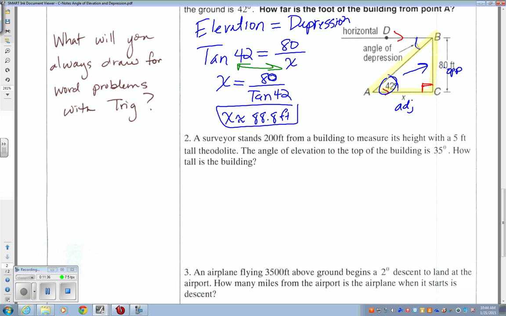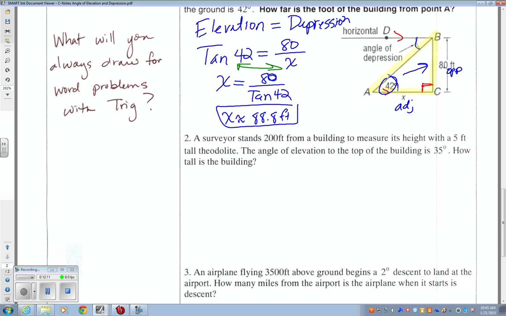Number 2. A surveyor stands 200 feet from a building to measure its height with a 5-foot-tall theodolite. Y'all know what a surveyor is? Have you ever seen someone surveying the line? It looks like a tripod, and they're looking through it. They're surveying the line right before a construction site. Usually when they do that, they're trying to make sure the landscape and the measurements they're going to use meet code. You have to be so many feet from a power line, so many feet from a water line, okay?